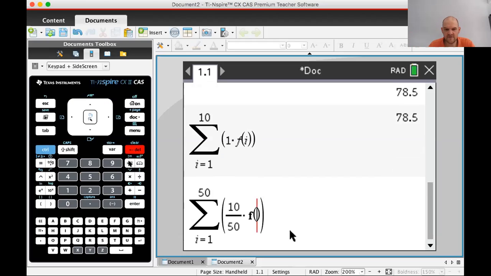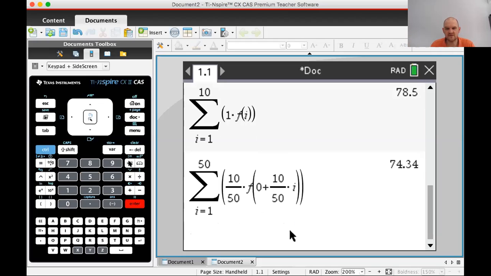And then for this, we want to start at 0. And then we just want to add the base of the rectangle. So 10 over 50 times the number of the rectangle that we're on, right? For the first rectangle, you add the base once to get to the right endpoint. For the second one, you add the base twice to get to the right endpoint, and so on. So let's see what this gives us. All right, 74.34. It's a smaller number. It's closer. It's more accurate.